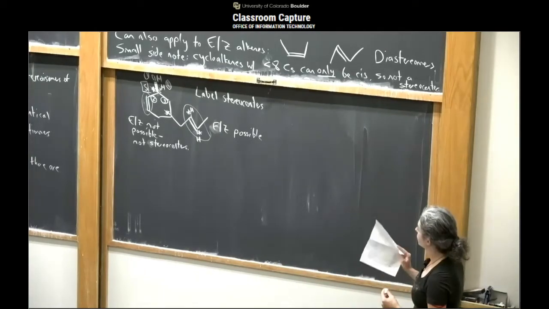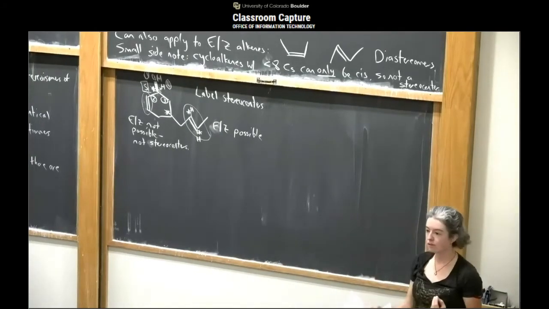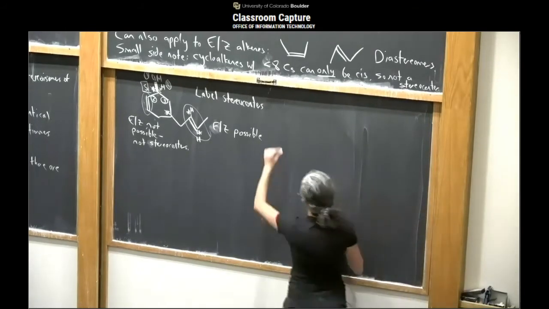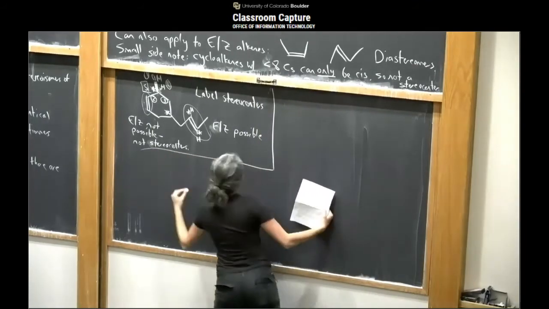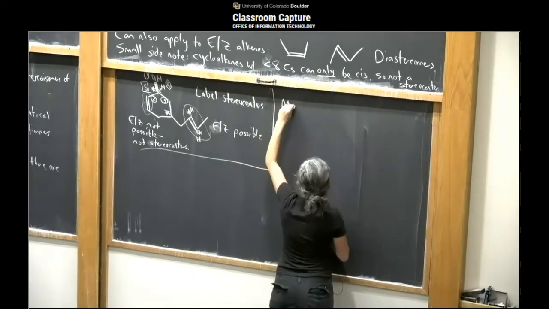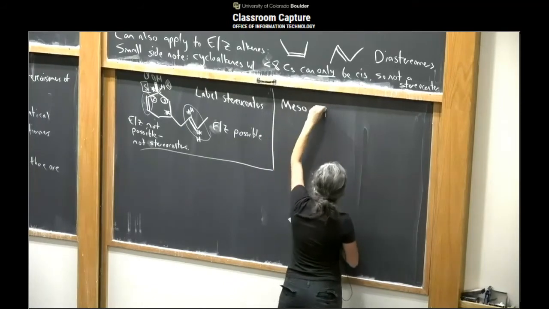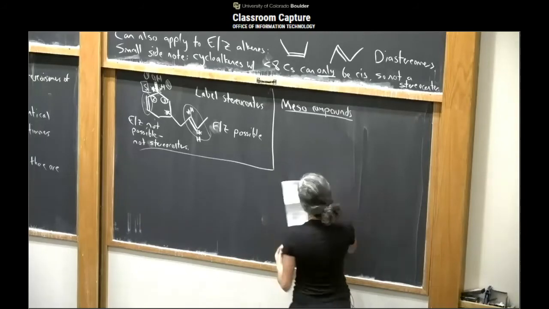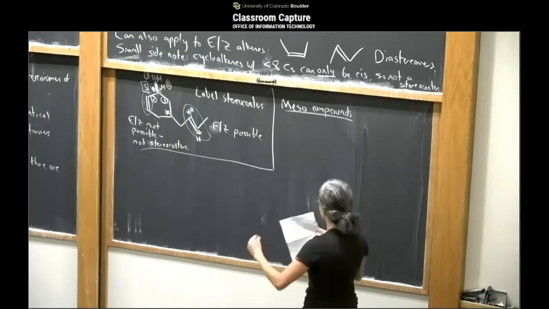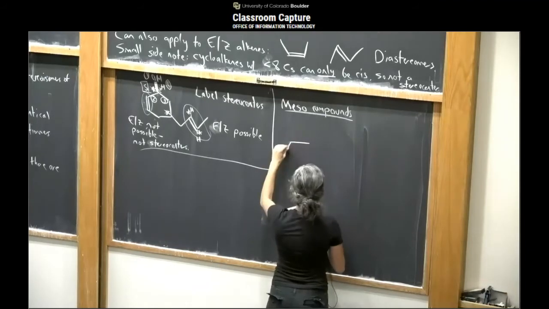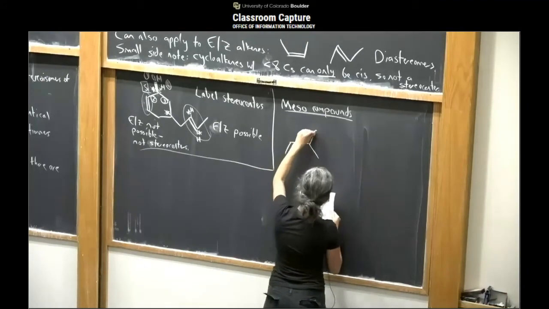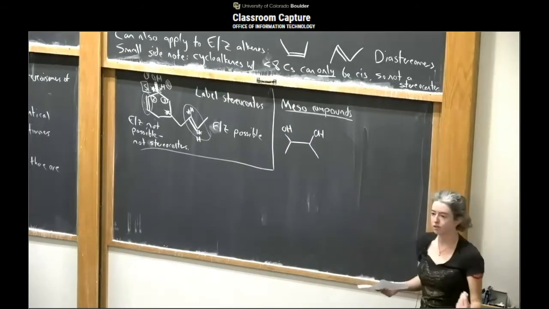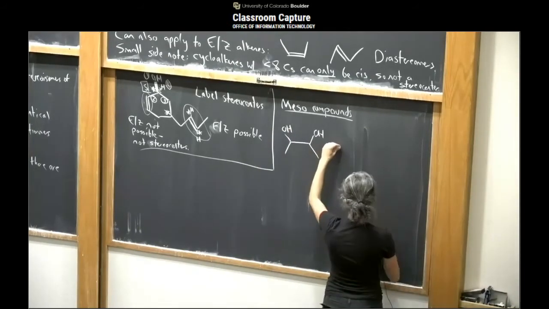So, I mentioned what are called meso compounds, or meso, depending on who you ask. And we're going to look at those next. Okay, so again, I'm going to draw up one set of connectivity with no stereochemistry shown. And then I'm going to show all the possible ways that that could be drawn as a stereoisomer.